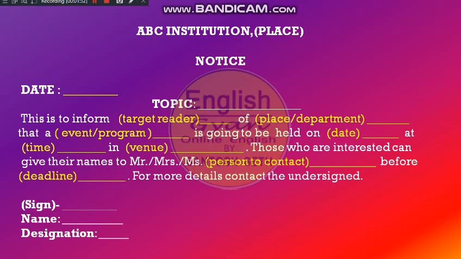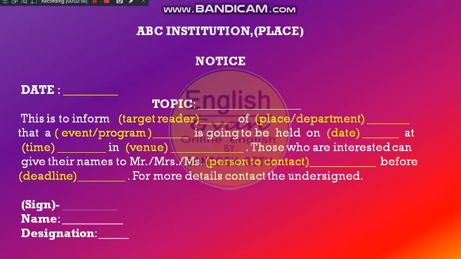Can you see this format here? This is actually a standard format. There can be some reduction or you can add also something. And here the first line is name of the institution and second line is notice and both are in the middle. But you can do vice versa. You can write notice first and then name of the institution. Both are acceptable and both are correct.